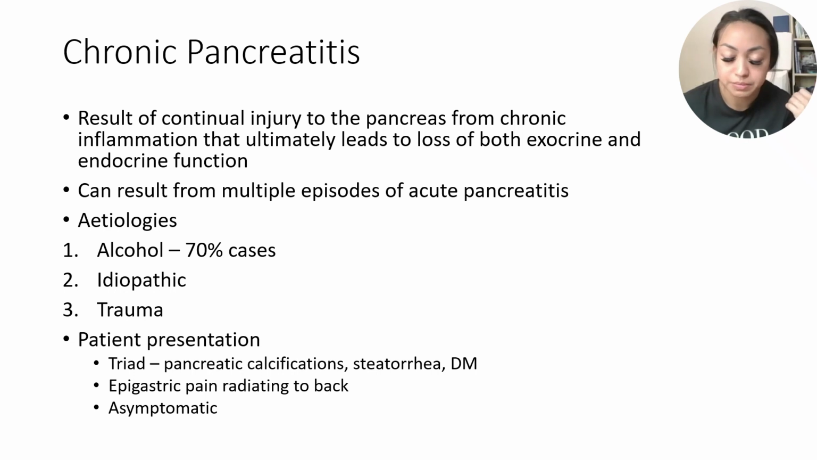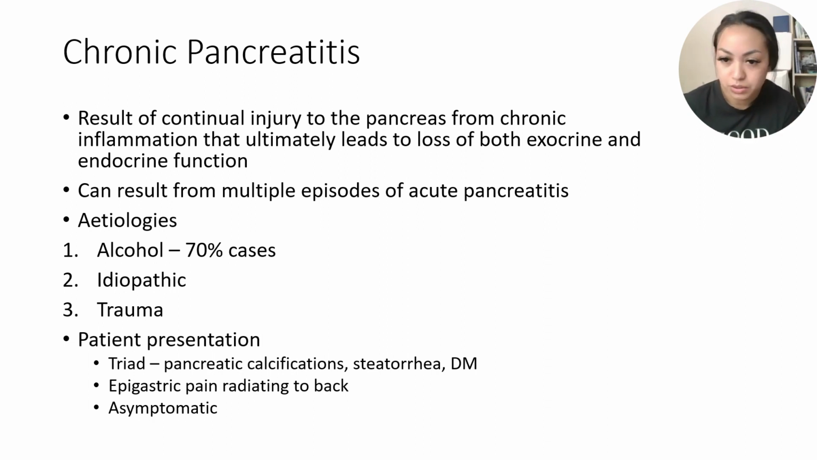So remember pancreatic calcifications because of chronic inflammation. Number 2 is the loss of exocrine functions manifested as steatorrhea, and then loss of endocrine functions, which we see as diabetes mellitus. That triad for chronic pancreatitis. But again, in real life, only like 1/3 of the patients present with all of these components of the triad. Next one is epigastric pain radiating to the back.